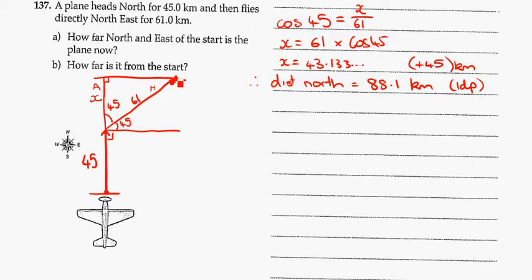Right, now the total distance east from the start down here, this direction, we want to know how far in this direction has it gone, how far east of where it started is it now. So that would be that length there. We'll call that a y.